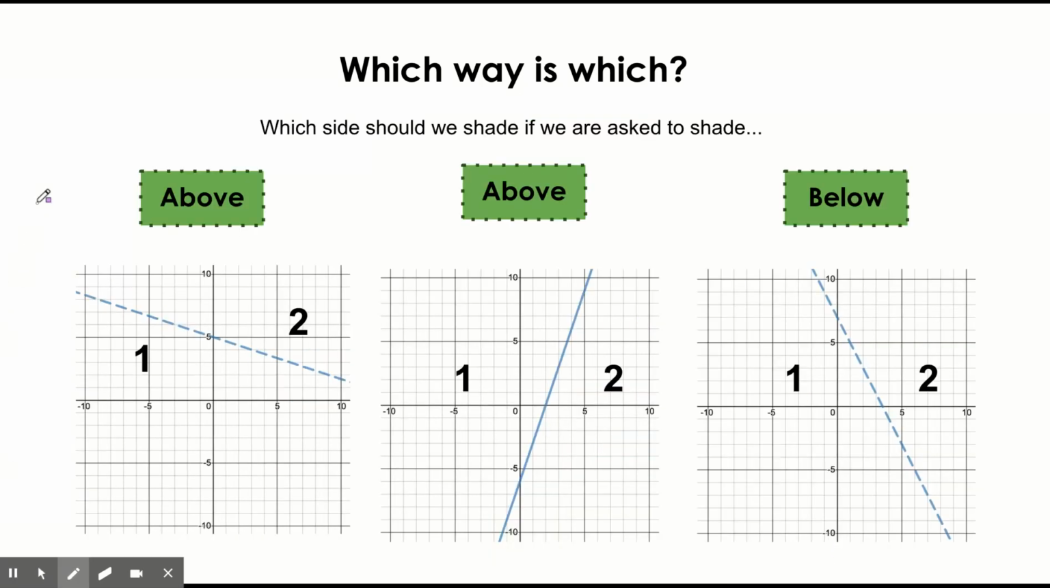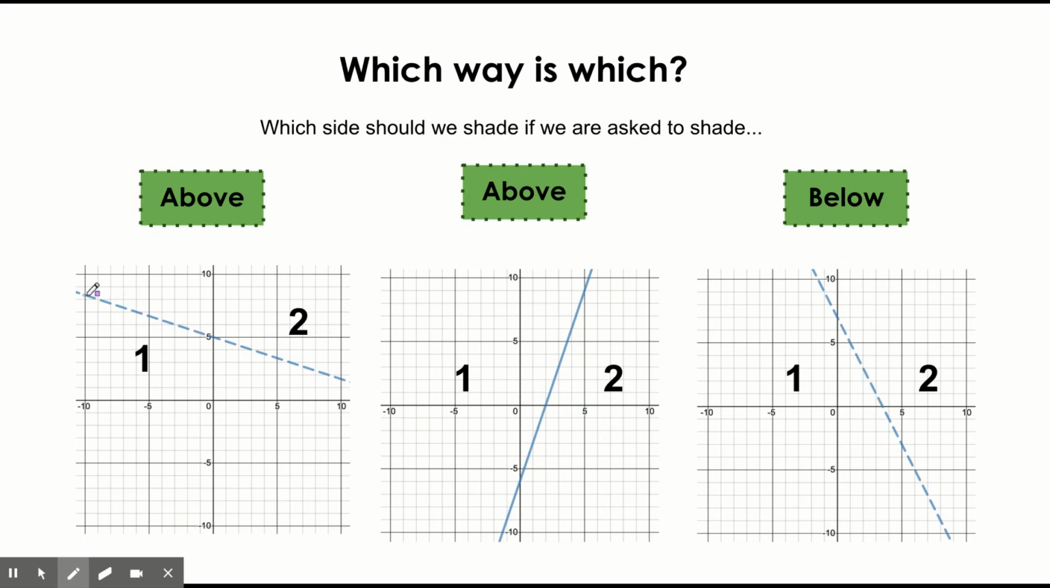Okay, so here it's asking which way is which. Let's say we've already made the decision whether to shade above or below, and I've graphed in my line, and I'm ready to actually choose which side to shade, right? So let's look at this one, for example. This one, they ask us to shade above the line. So what do we consider to be above the line? Is it area 1 or area 2?